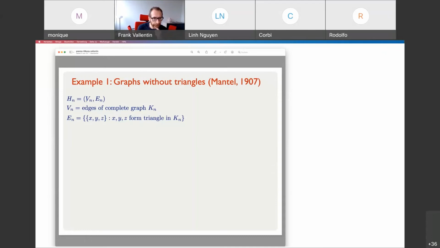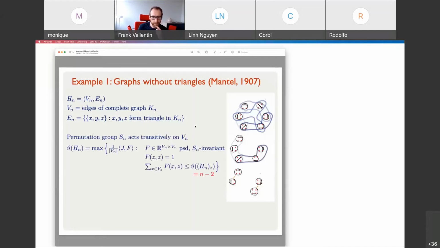Again, H_n is a hypergraph where the vertices are the edges of the complete graph, and I have hyperedges between triangles in K_n. Here is again the construction of the link. Then I see that the permutation group S_n is acting transitively on E_n, so all edges are the same in the graph K_n. That means that we can apply the lemma we just had. Here is the formulation of the lemma. And then we have to compute the theta number of the link graph.